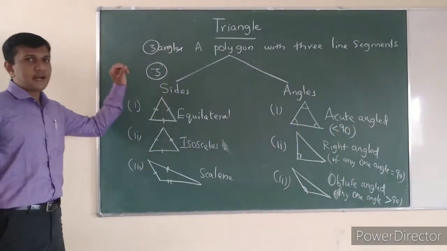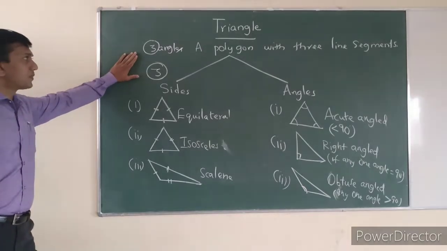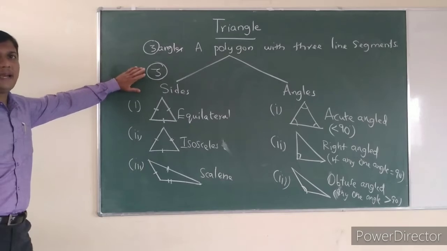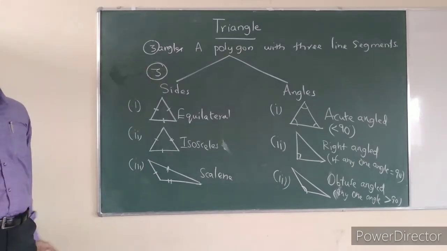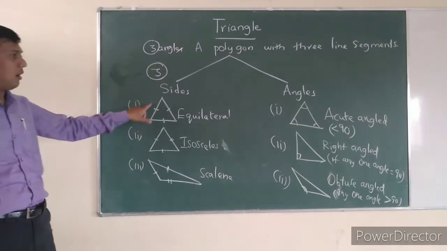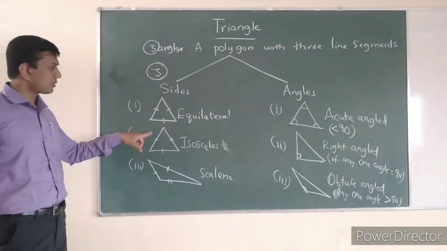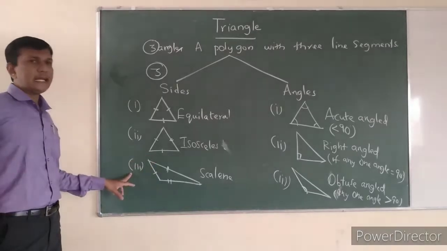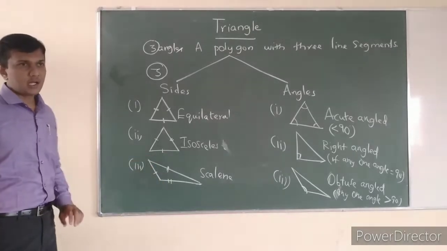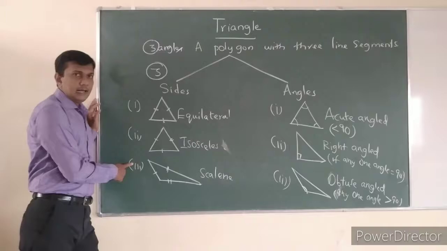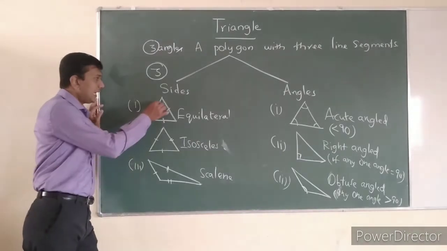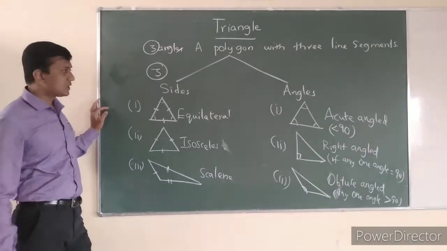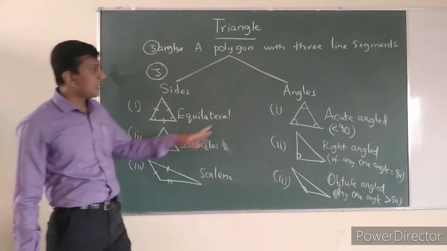So these are the types of triangles we have. It has 3 sides and 3 angles. Based on the sides, it has been classified into 3 types. Equilateral, where all sides are equal, isosceles triangle, where any 2 sides are equal, and scalene triangle, where no 2 sides are equal. In an equilateral triangle, there is also a property that each angle is 60 degrees.